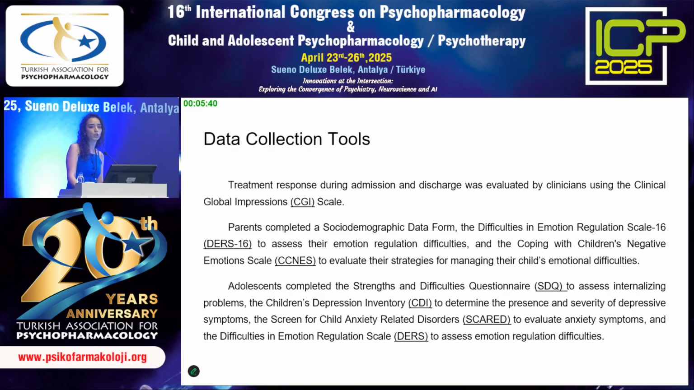For the data collection tools, treatment response during admission and discharge was evaluated by clinicians using the Clinical Global Impressions scale. Parents completed a sociodemographic data form, the Children's Depression Inventory, and the Strengths and Difficulties Questionnaire. The SCARED, for child anxiety related disorders, was also completed, and the Difficulties in Emotion Regulation Scale, the DERS, was used to assess emotion regulation difficulties.